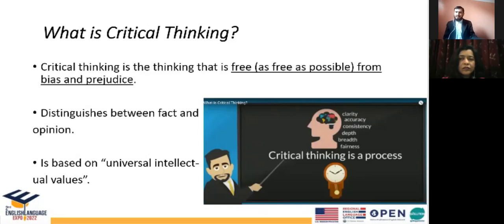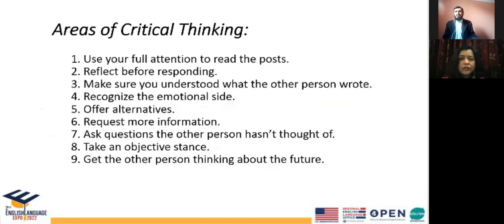This is critical thinking. Now, there are different areas of critical thinking. What are the areas? Critical thinking can be employed when we are speaking to someone or when we are reading a post. If we are reading a post, we need to pay our full attention to it, and then we also have to reflect before we respond to it. Sometimes we have to offer alternatives, and if we do not understand the post, we have to request more information.